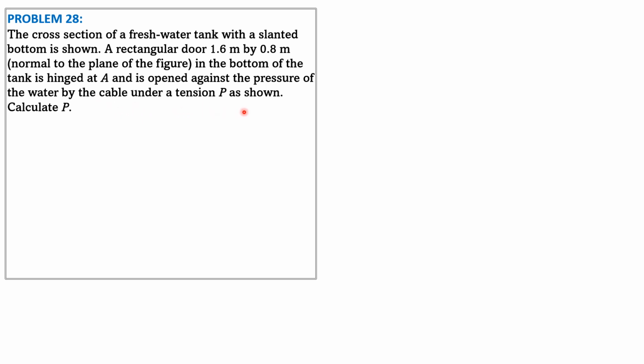Problem 28. The cross-section of a freshwater tank with a slanted bottom is shown. A rectangular door, 1.6 meters by 0.8 meters, which is perpendicular to the plane of the figure, 0.8 meter wide, in the bottom of the tank is hinged at A and is opened against the pressure of the water by the cable under a tension P as shown.